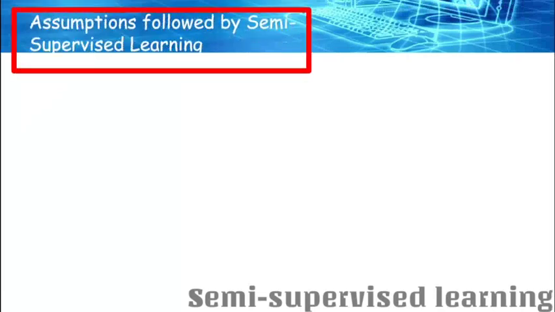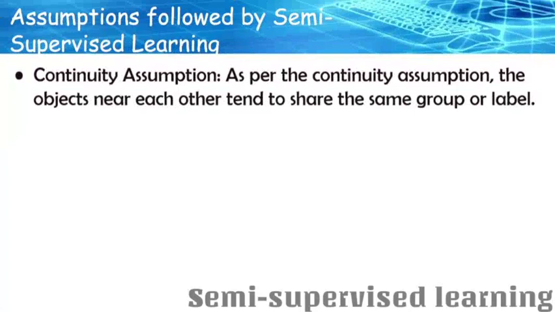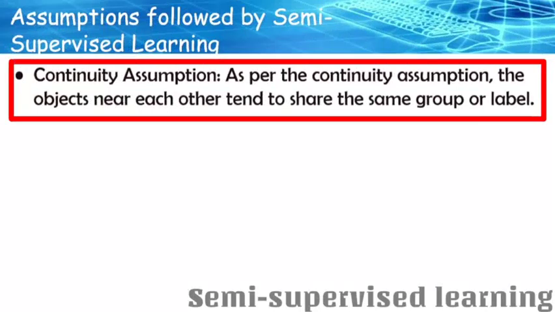So again, we had already seen assumptions when it comes to supervised learning and also a few in unsupervised learning. So over here, what are the exact assumptions present in semi-supervised learning? Again, to work with unlabeled data sets, there has to be some relation between objects. So that's why we have a few assumptions. First is the continuity assumption. As per the continuity assumption, objects near each other tend to share the same group or label.